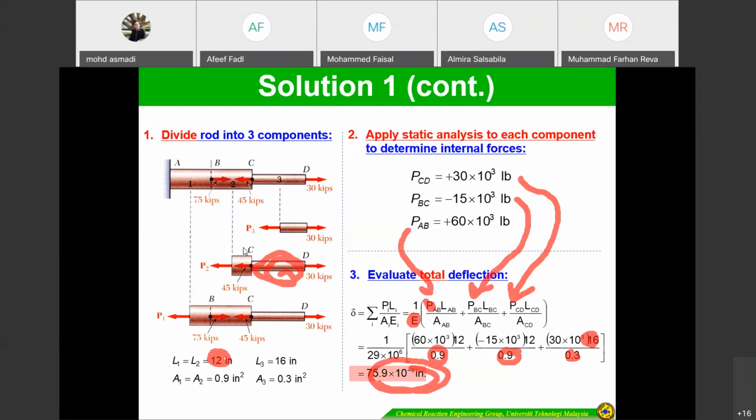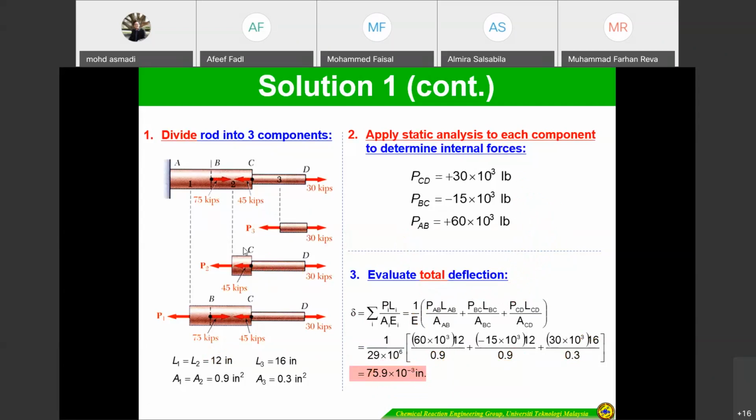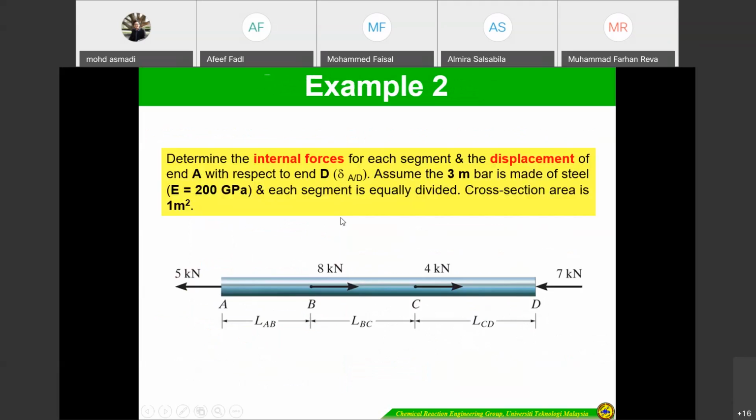I think it's easy. This is the first example. Look at the second example. For the second example, determine the internal force for each segment and the displacement of NA. NA is here.